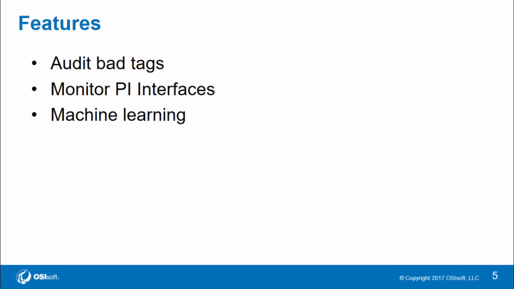Let's talk about the features. There are three features that have been built in this project. The first one is auditing bad tags. The second one is monitoring the Pi interfaces. The third one is machine learning. Let's dive into detail about them.